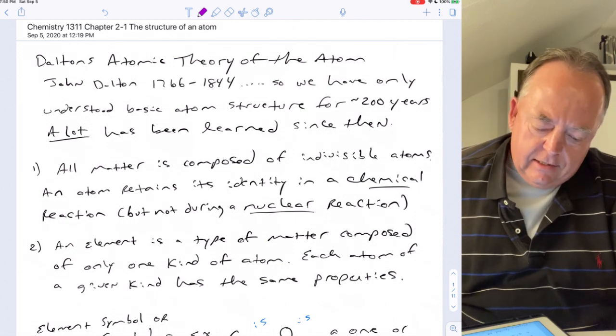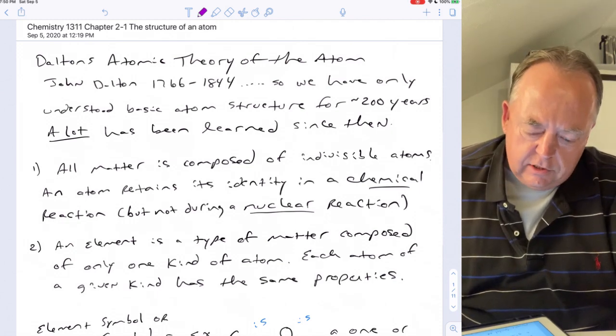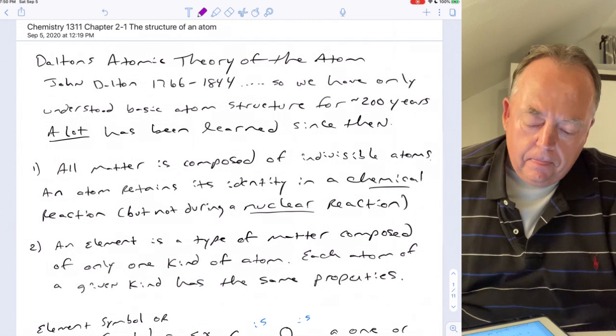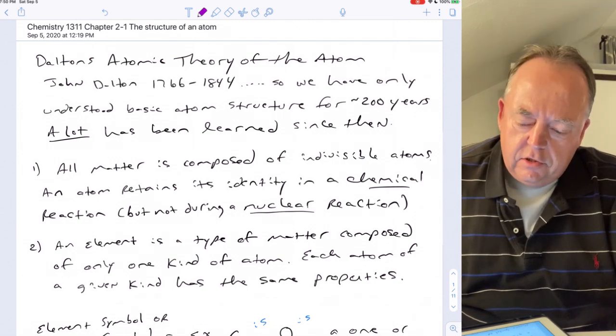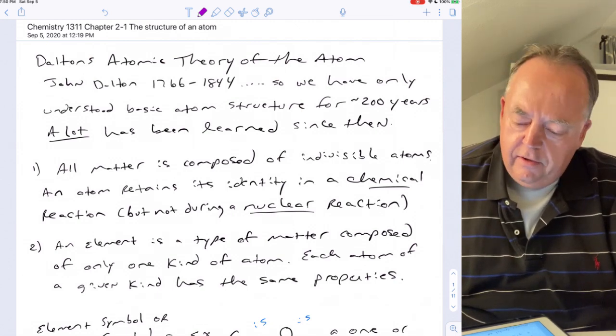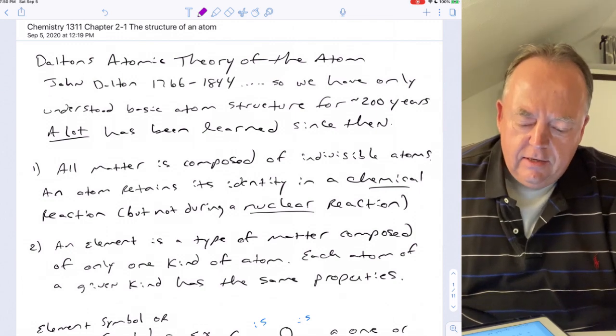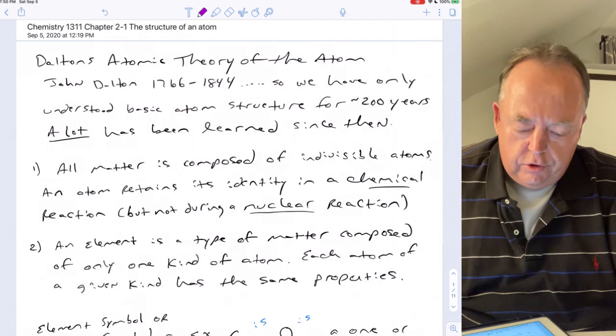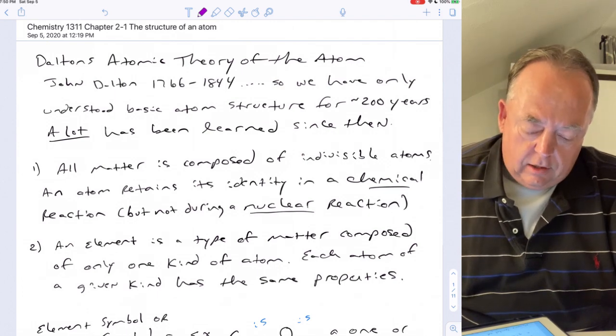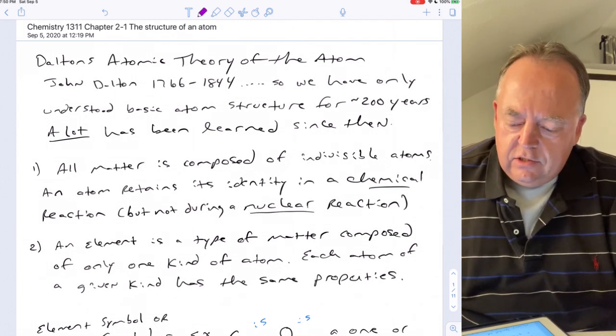By a scientist named John Dalton. He lived from 1766 to 1844. So that's not that long ago, right? We have learned basically everything that we know about the atom, the structure of the atom, over the last 200 years. And of course, a lot has been learned over the last 200 years.